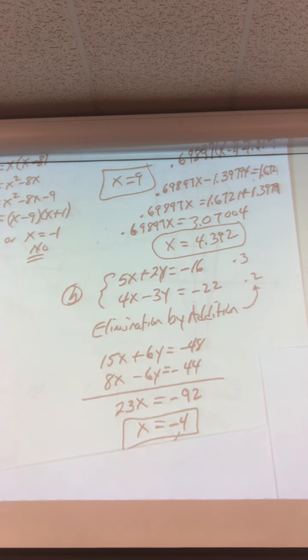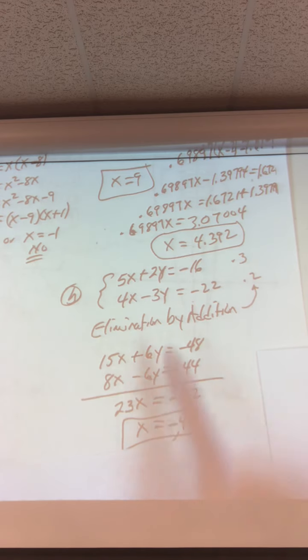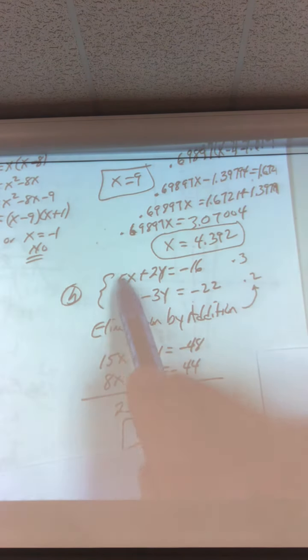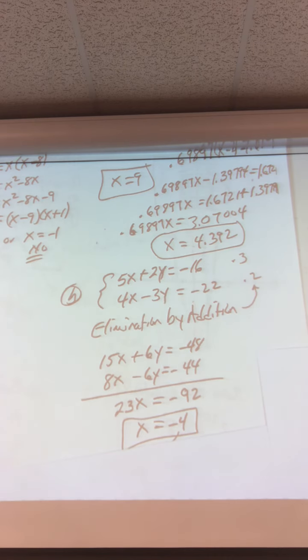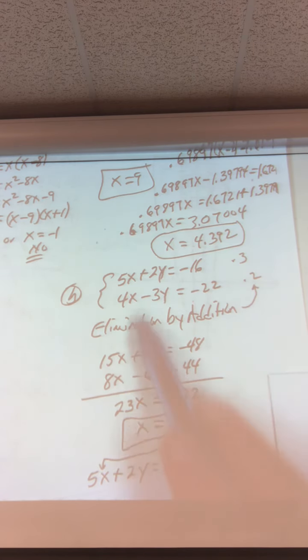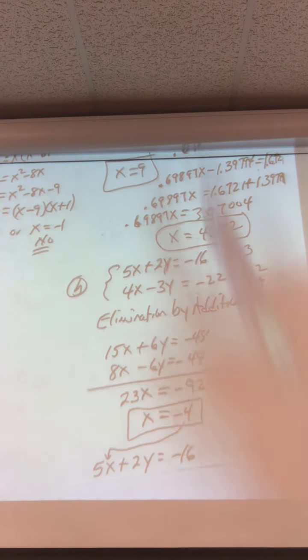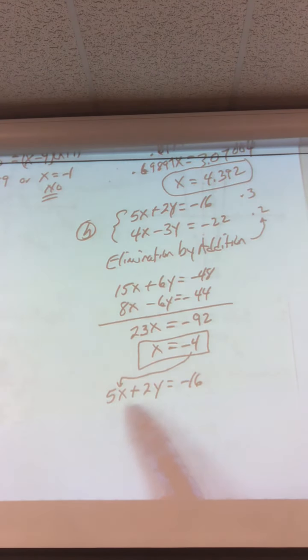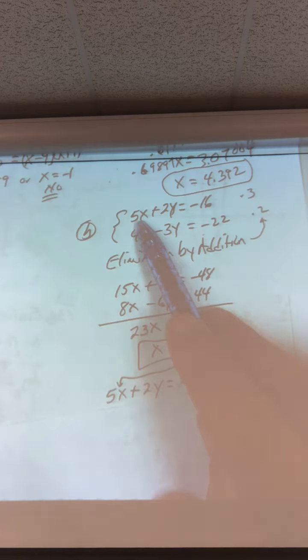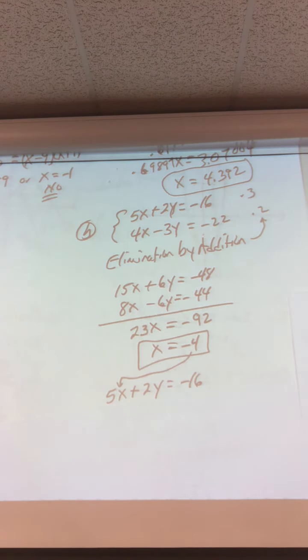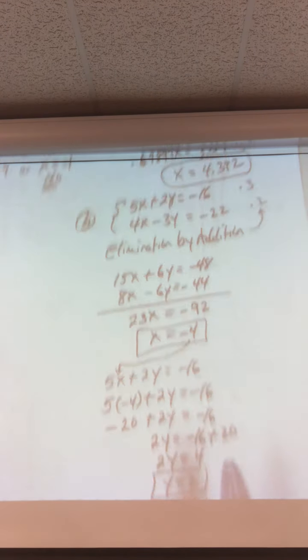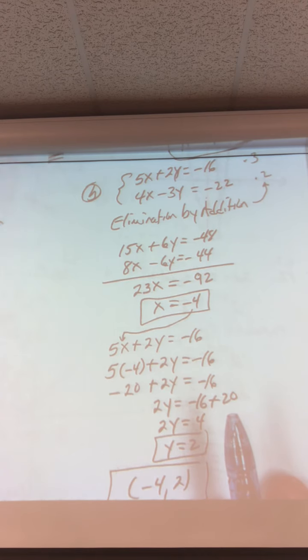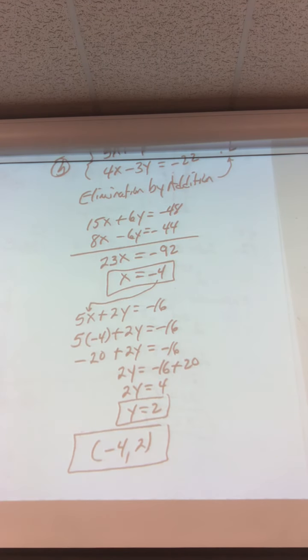And then the last step was to take this answer and plug it back into either one of the original problems. It doesn't matter which one. You pick whichever one you want to pick. I took the top one. And what I'm going to do is plug negative 4 in for x in the top equation, right there. And when I do that and solve that for y, I get 2, thus completing the ordered pair for negative 4, comma 2.